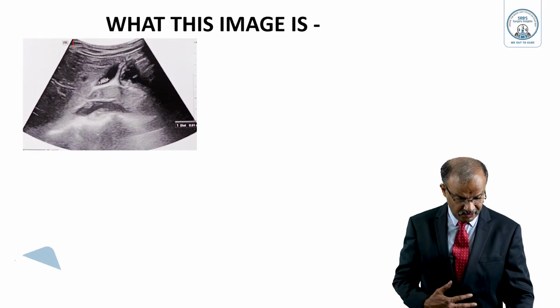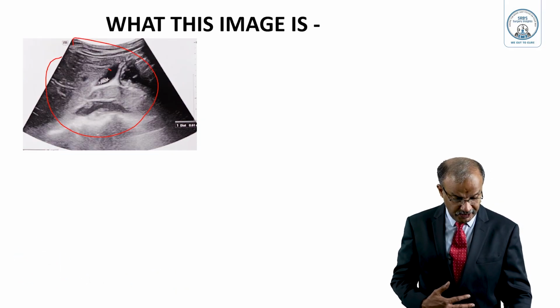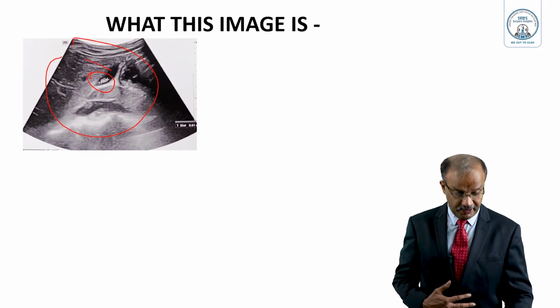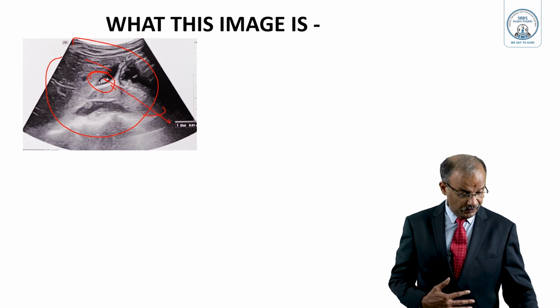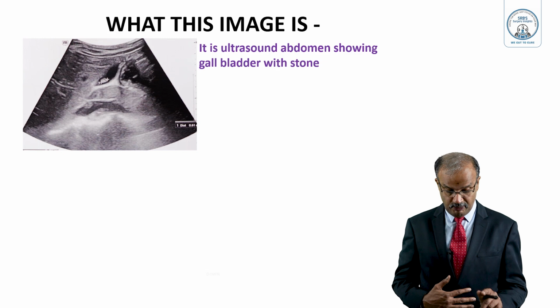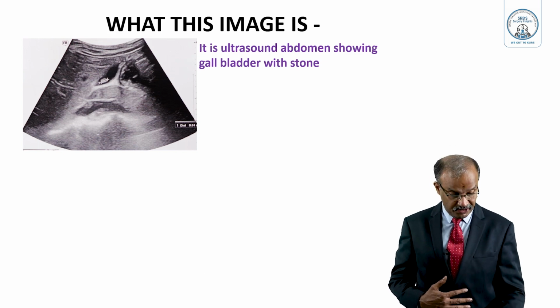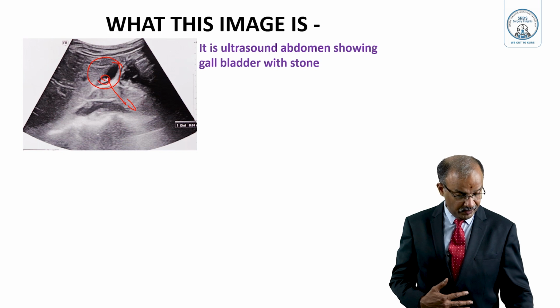Hello students, we will discuss an image study today which is very important. Look at the entire image, look at the radiolucent area, look at the radio-opaque area. So what is this image and what is the finding? It is an ultrasound abdomen showing gallbladder with a stone. You can see the stone here. This is the gallbladder, this is the stone.